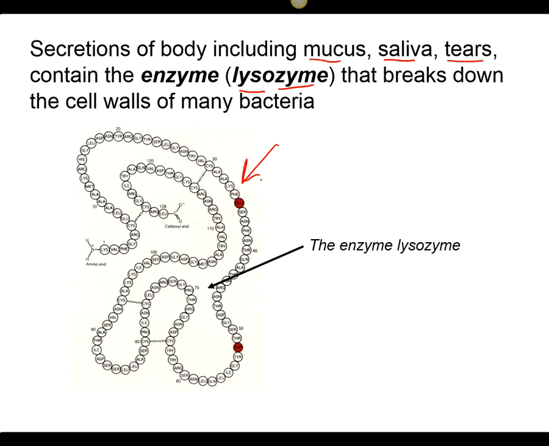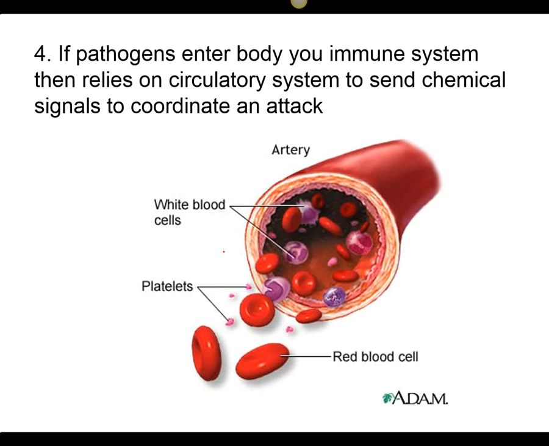So here's just a picture of that enzyme. Remember, enzymes are nothing but proteins that facilitate chemical reactions, and in this case it would be a catabolic chemical reaction breaking down the cell walls of bacteria cells. And so you can see here, this is the polypeptide chain of that enzyme, giving it its shape.